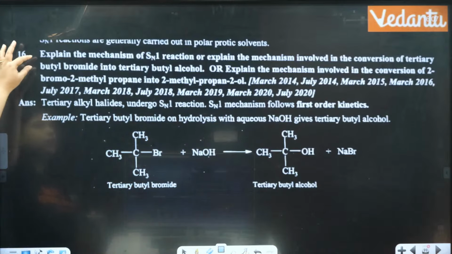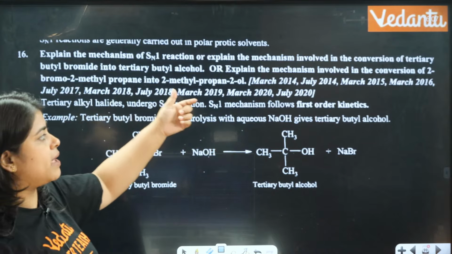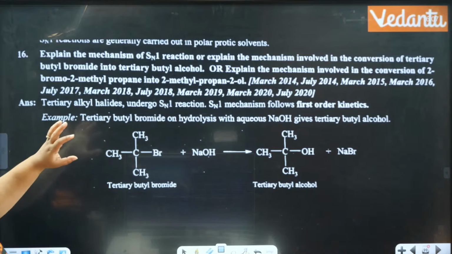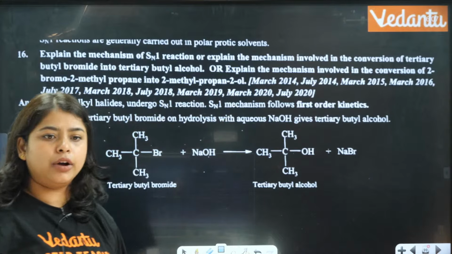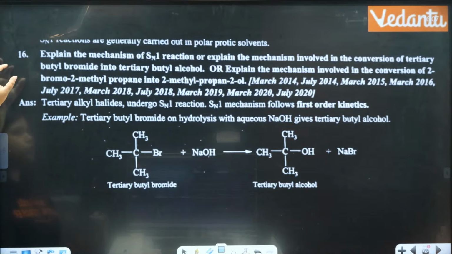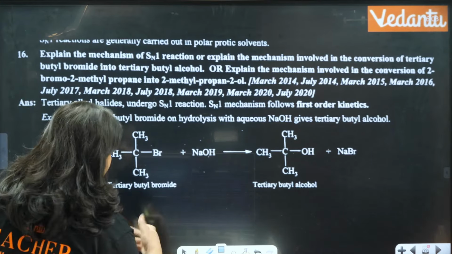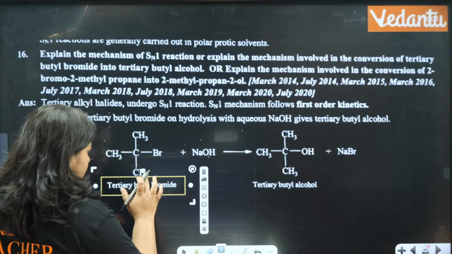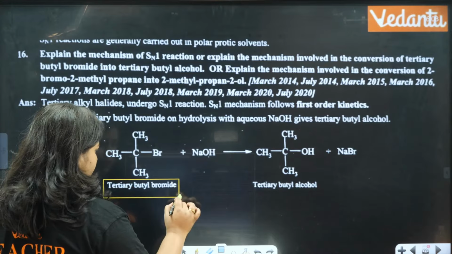First question is they have told directly to explain the mechanism of SN1 reaction. So in the other, what have they asked, they have asked about the mechanism involved in the conversion of 2-bromo 2-methyl propane into 2-methyl propane 2-OL. Okay, in the 2-methyl propane 2-OL. Clear. So now look here how the formation happens. This question has been repeated a lot of times. Okay, here tertiary butyl halide, the tertiary butyl halide which is present, we should take CH3 here because we are finding that itself.